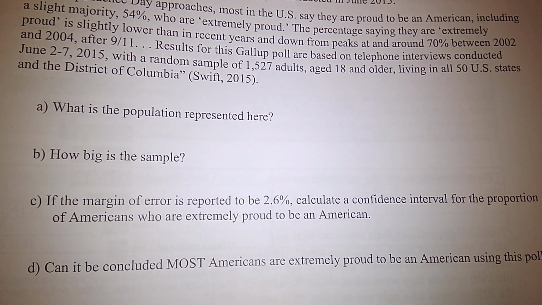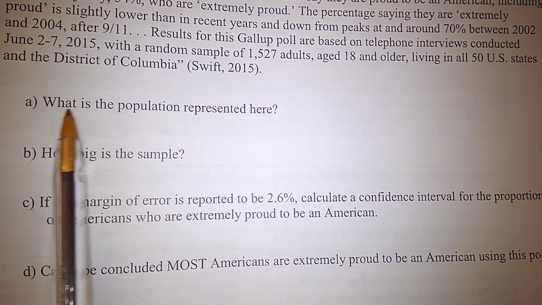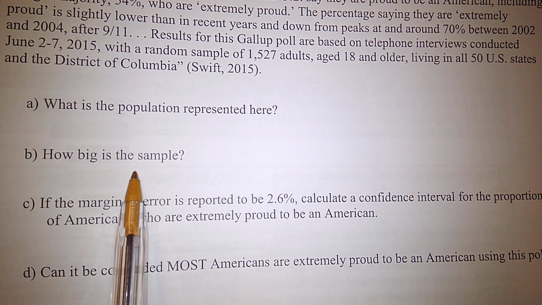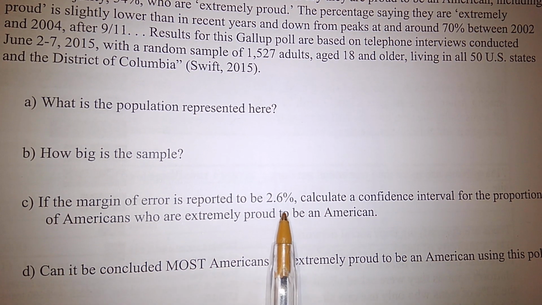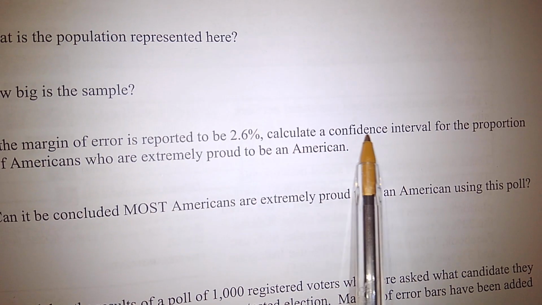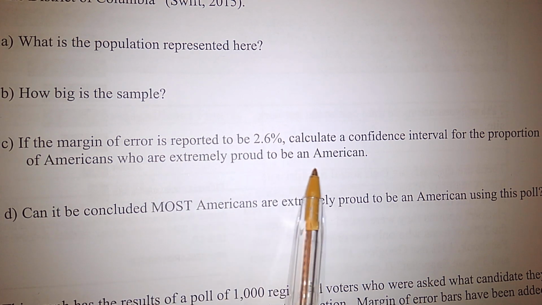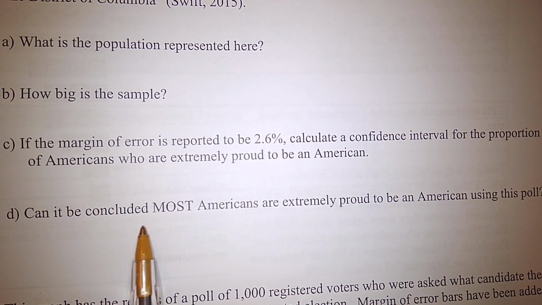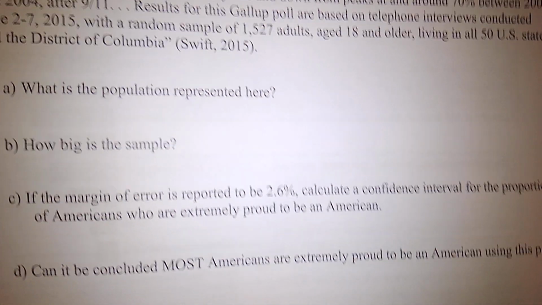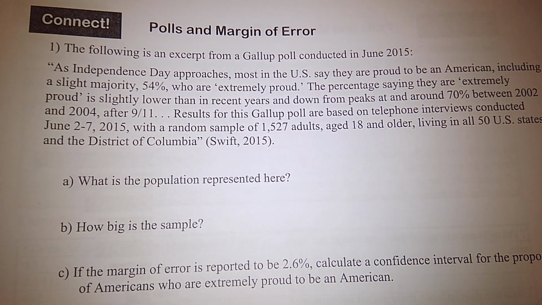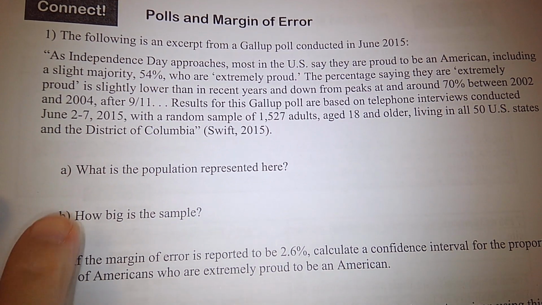Can you also read all of the ABCD questions? What is the population represented here? How big is the sample? If the margin of error is reported to be 2.6%, calculate the confidence interval for the proportion of Americans who are extremely proud to be an American. Can it be concluded most Americans are extremely proud to be an American using this poll? Okay, very good, thanks. So we have already read the question and tried to answer the questions directly, okay?